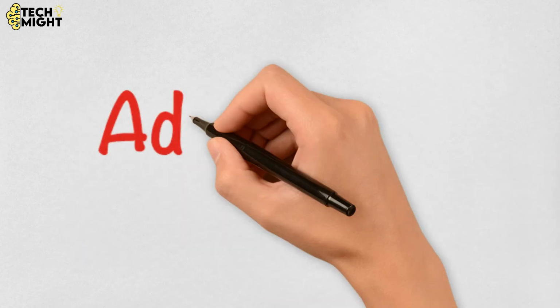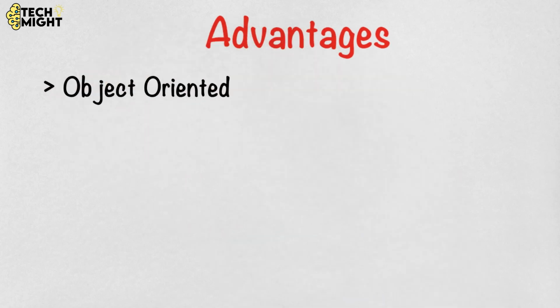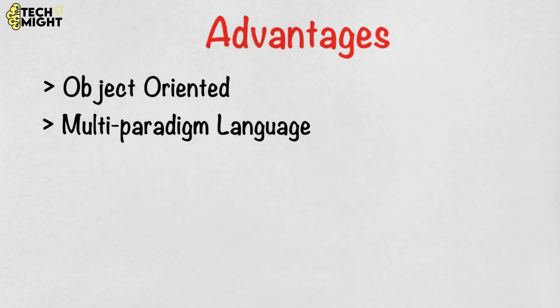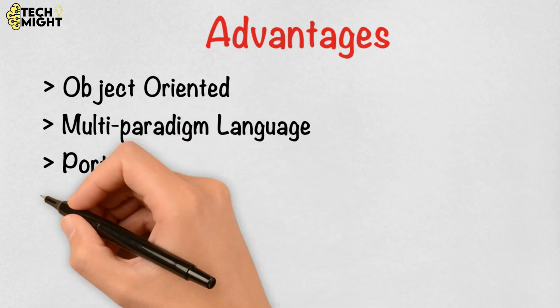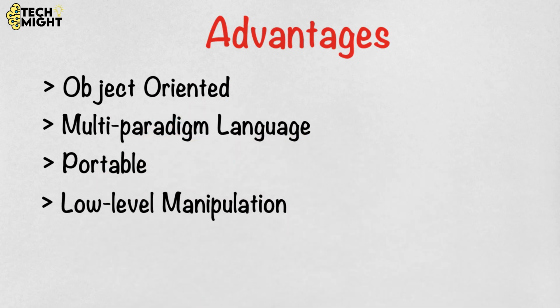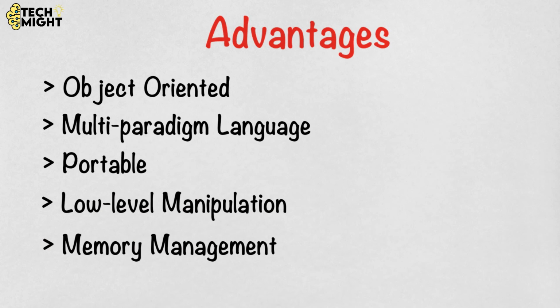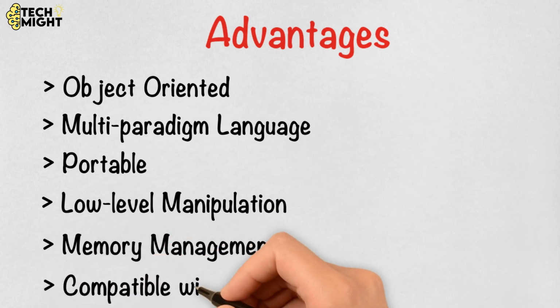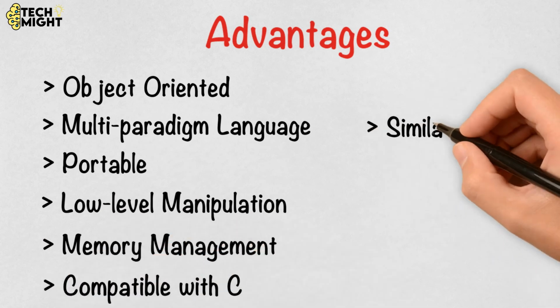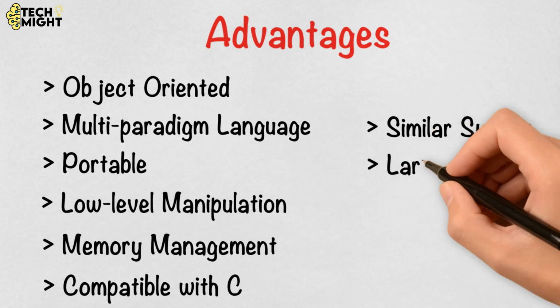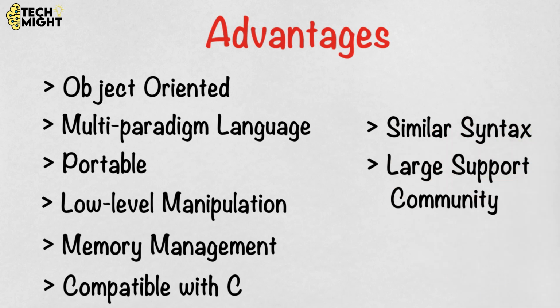Let me tell you about some advantages of C++. It is object-oriented. It is multi-paradigm language. It is portable. It has low-level manipulation. It offers memory management using pointers. It is compatible with C. Its syntax is similar to other programming languages. It has a large support community.